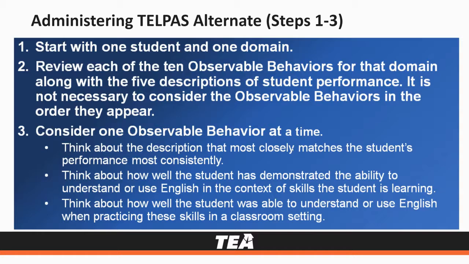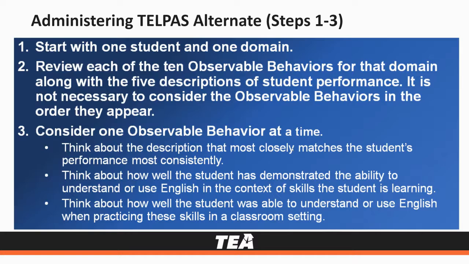You will start with her and choose one domain: reading, speaking, listening, or writing. You'll review all 10 observable behaviors for that domain along with the 5 descriptors of the student's performance. It's not necessary to consider the observable behaviors in the order that they appear. So you're going to do 10 at a time. You might see that number 3 is going to be the hardest, so you might get done with that one first. Or you might save it for last.